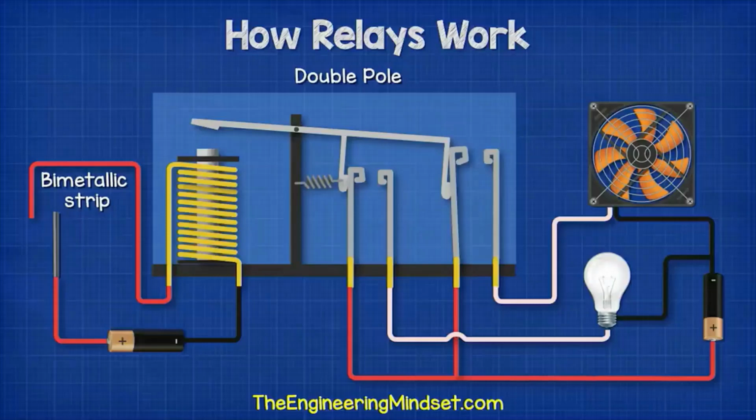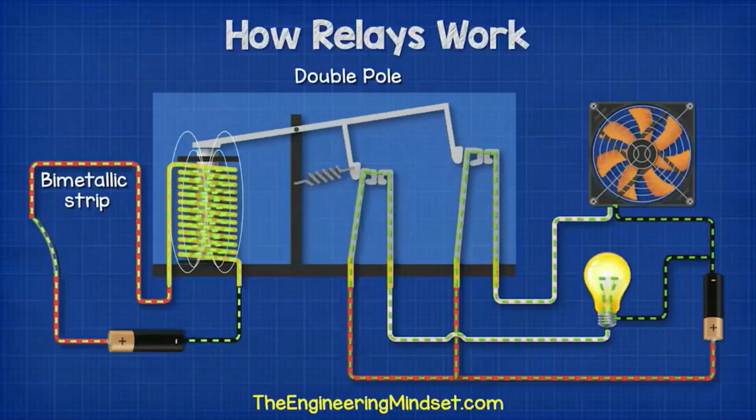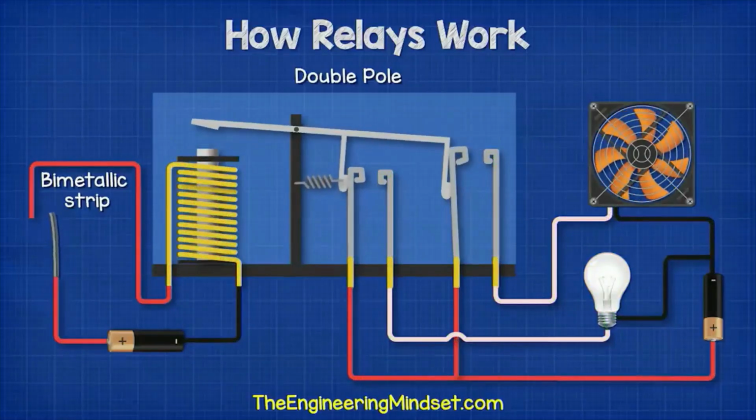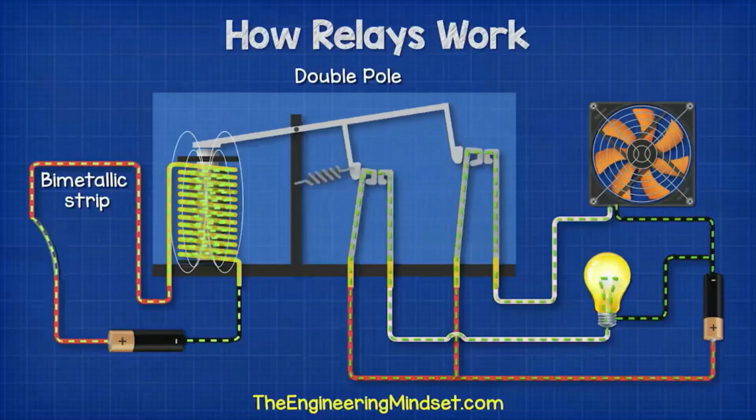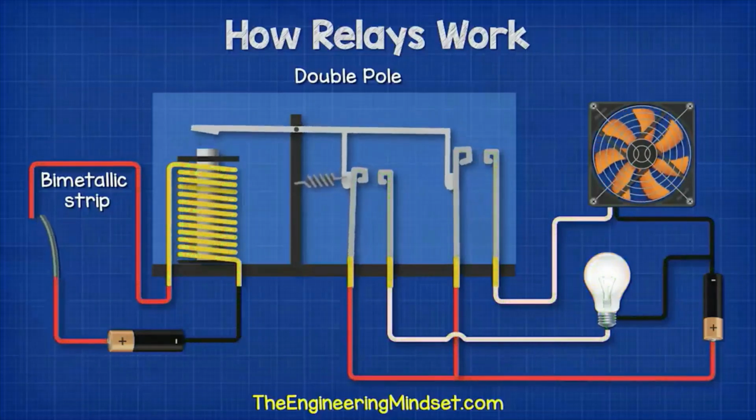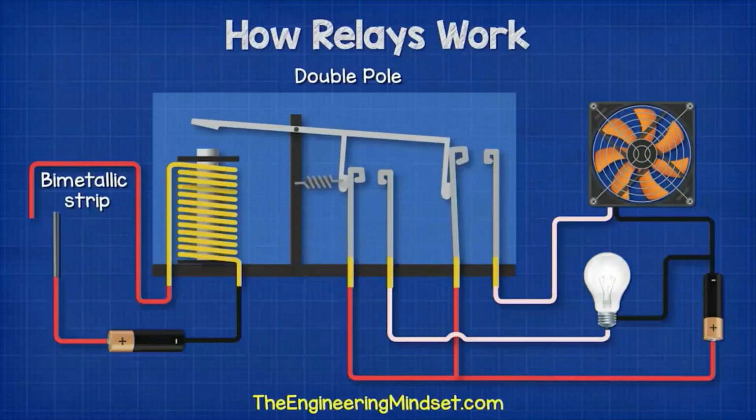Both the fan and the lamp are normally off, but when the bimetallic strip on the primary circuit gets too hot, it bends to complete the circuit. This creates the electromagnetic field and closes both contactors on the secondary side. This provides power to the cooling fan as well as the warning light.